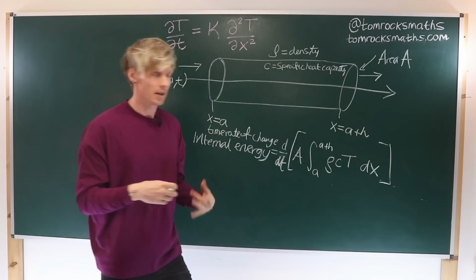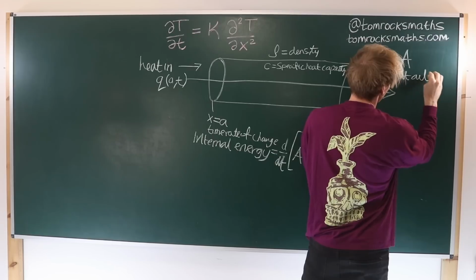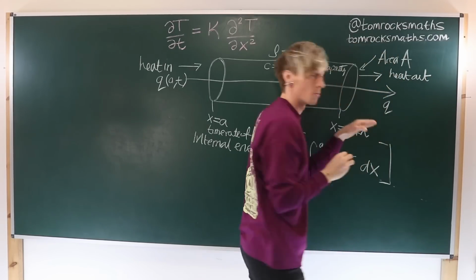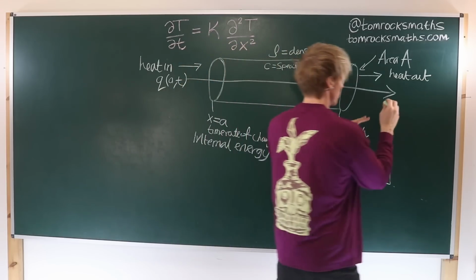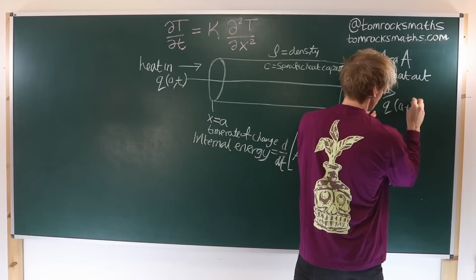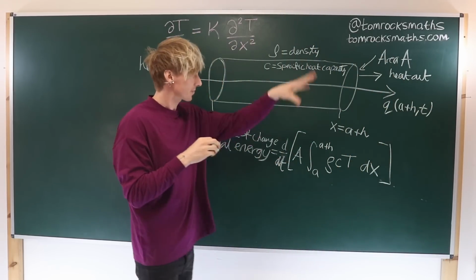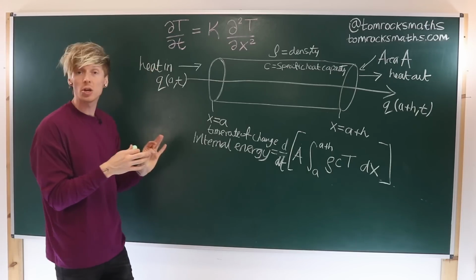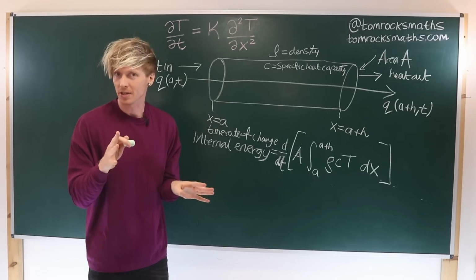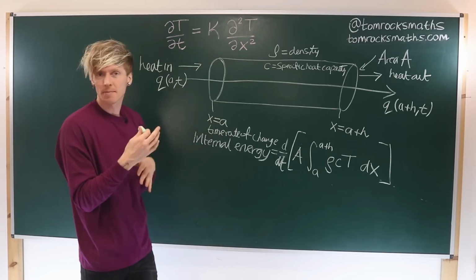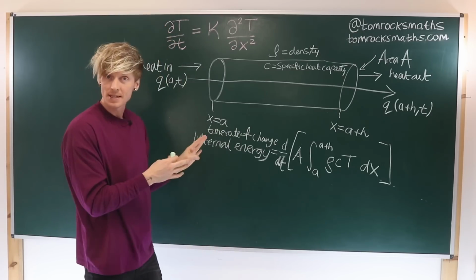So heat is leaving, heat out at the rate Q, but now it's evaluated at a different value of x, because we want the value of the heat flux at A plus h, time t. So we're assuming there is a function Q which describes the heat flux, and we will talk more about that shortly, but for now we'll just call it some general unknown function Q representing the heat flux.